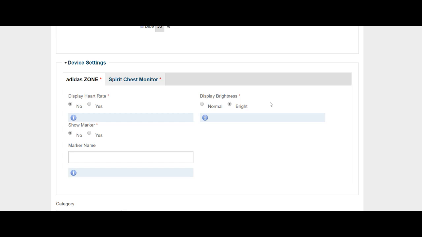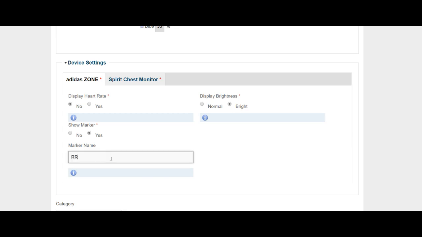The downfall, I guess, for some people is this will use a little more battery, but schools that I know that use this constantly at bright really like the brightness of the monitor, and they just charge their monitors twice a week. Show marker. If I click yes, under the number of the monitor, if you press and hold that down for 3 to 5 seconds, it will mark the chart, and it will also then tell you what the heart rate was at the minute of that lesson.